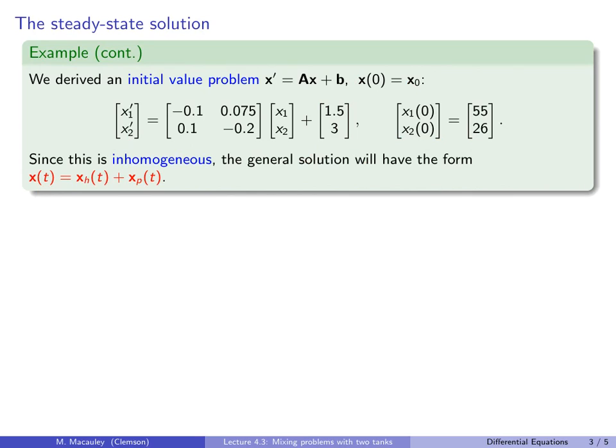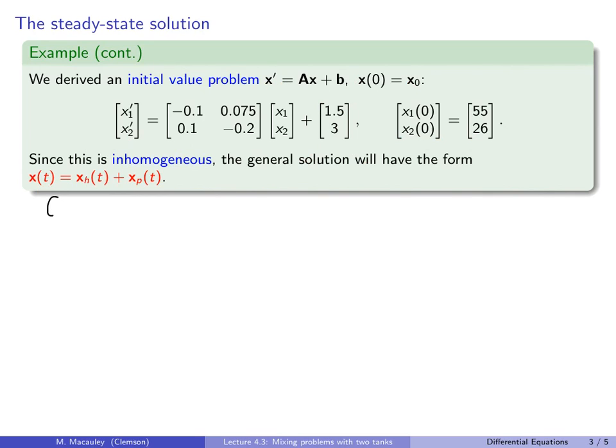So what we'll do in the remainder of this lecture is find a steady state solution, and then we'll talk about our approach for how to solve the homogeneous equation. And that's something that we will actually not do until the next lecture. Okay, so back to the problem at hand. How do we find a steady state solution? Well, remember, a steady state solution is a constant solution. That means x prime is going to be 0.